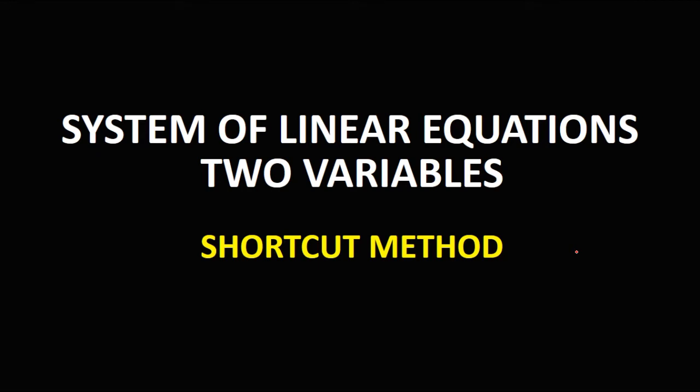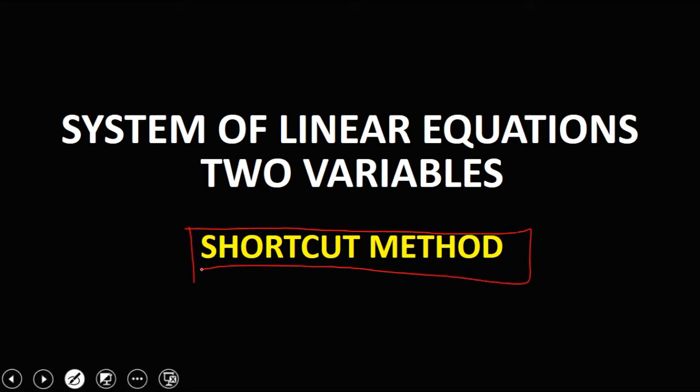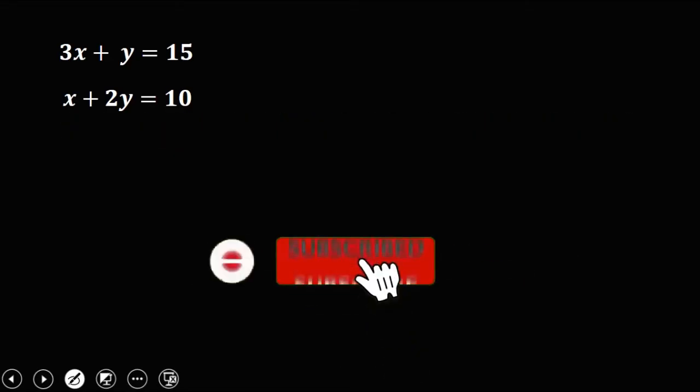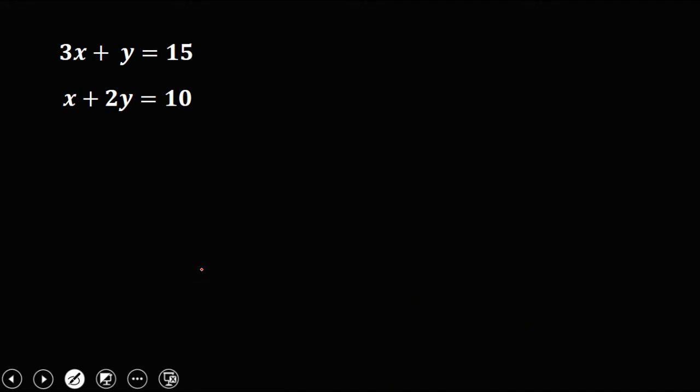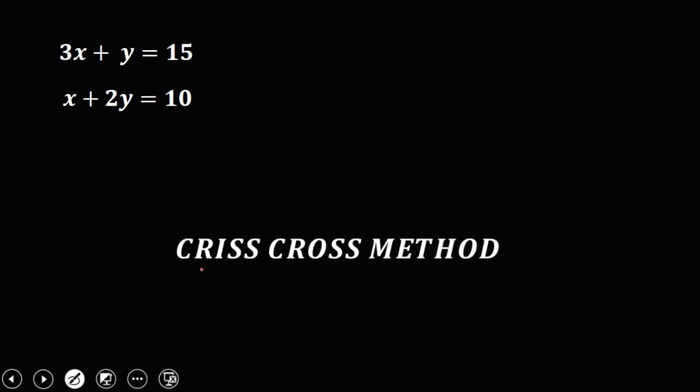Okay, so solving a system of linear equations with two variables using this shortcut method. So we have this system. Now we can solve this system using the elimination method, substitution method, and the graphing method. But for this, we're going to solve this one using this crisscross method.